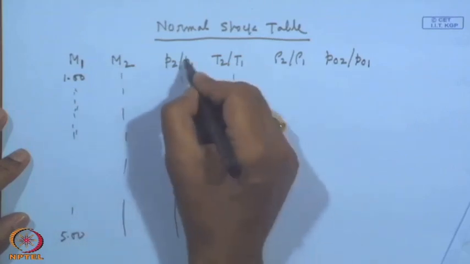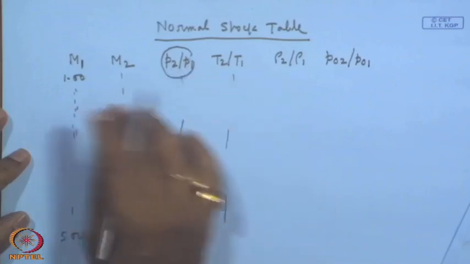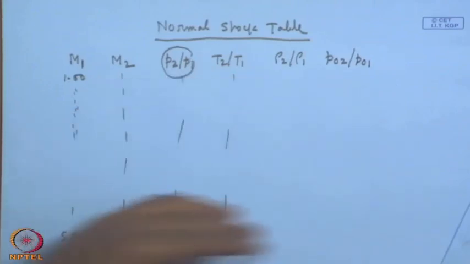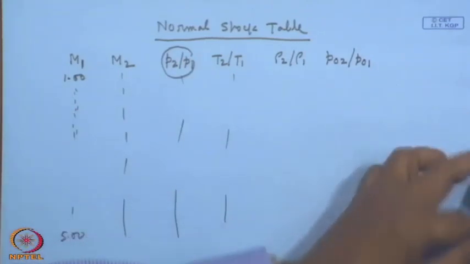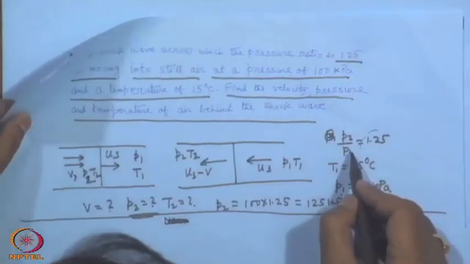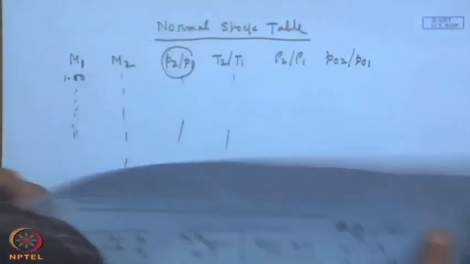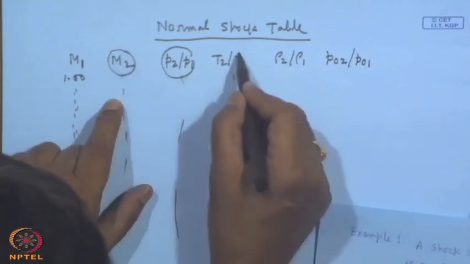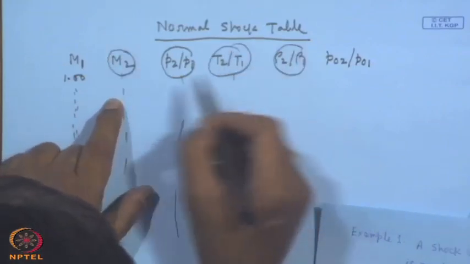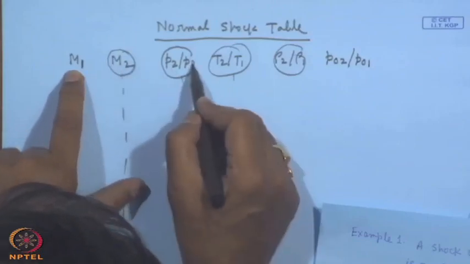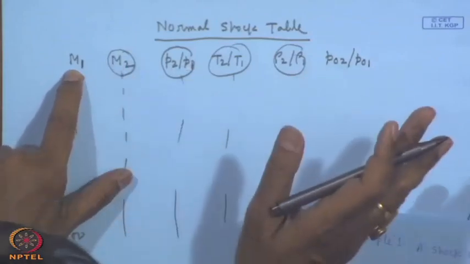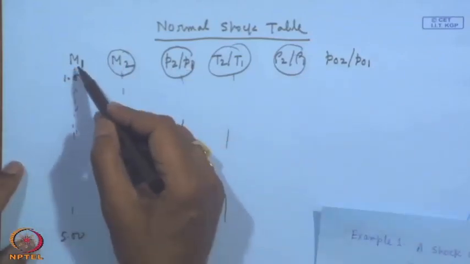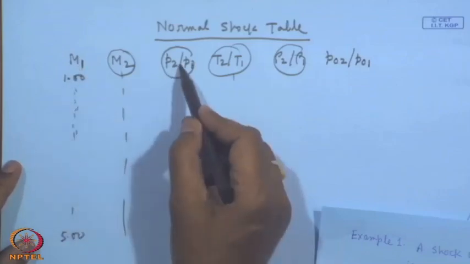Now you have to see what quantities are given. In this problem, we know P2 by P1 is 1.25. If we know P2 by P1, I can find out everything: M2, T2 by T1. Any one of these being known, the other things are known through the equations. So it is not that M1 always has to be known. If anything is known, we can find the rest from the chart.